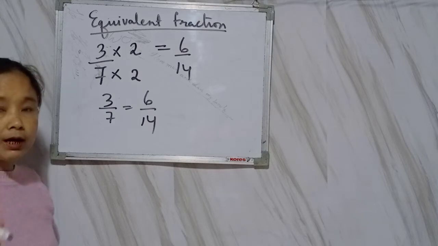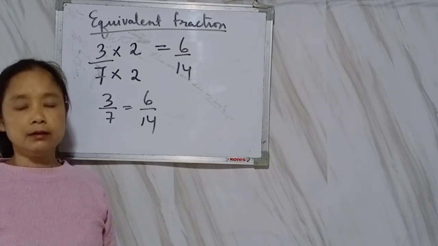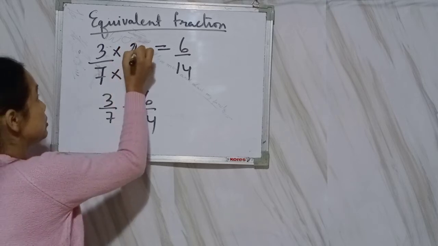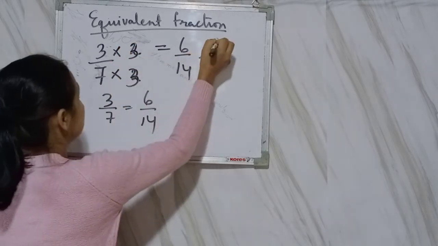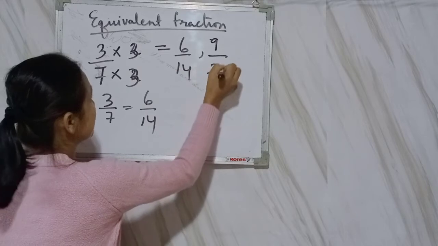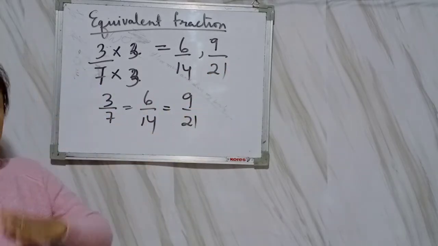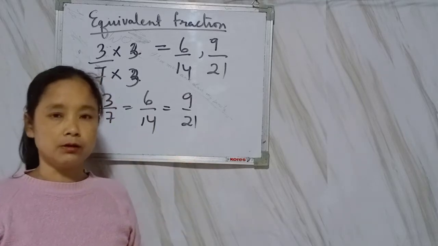Then, if you are asked to find out more than one equivalent fractions, you can again do it with 3. Then 3 3s are 9, 7 3s are 21. Then 9 by 21. Likewise, you can find out other fractions also.